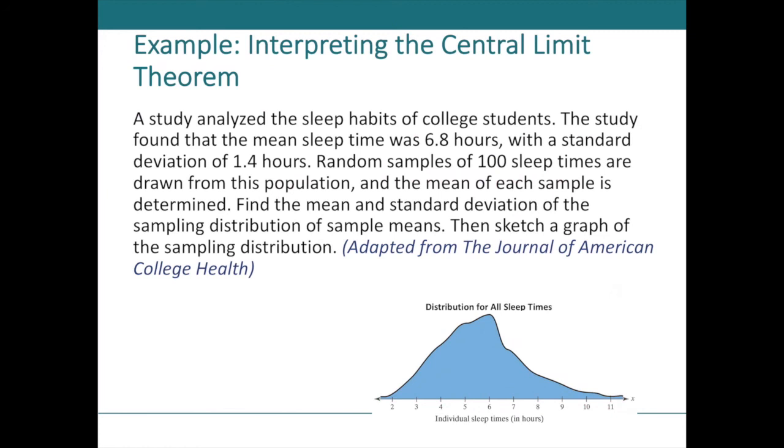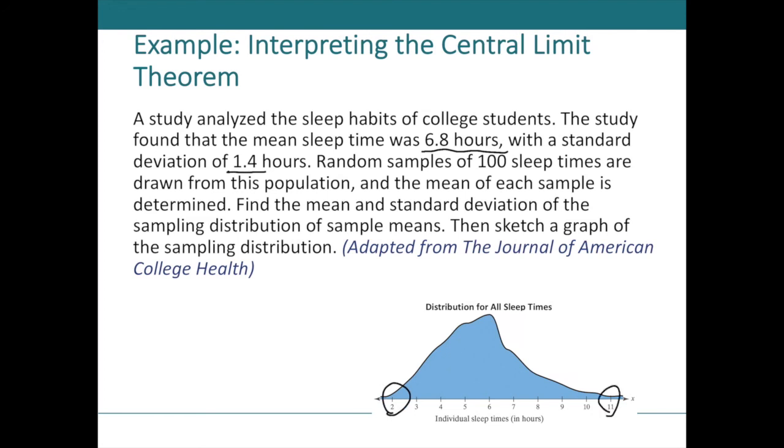And so a study analyzed the sleep habits of college students, and it's non-normal. You can tell by looking. The study found the mean sleep time was 6.8 hours. I would love to get that amount of sleep. I usually get 5 or so, 5.5 maybe. But you've got a standard deviation of 1.4, so the data is spread out.